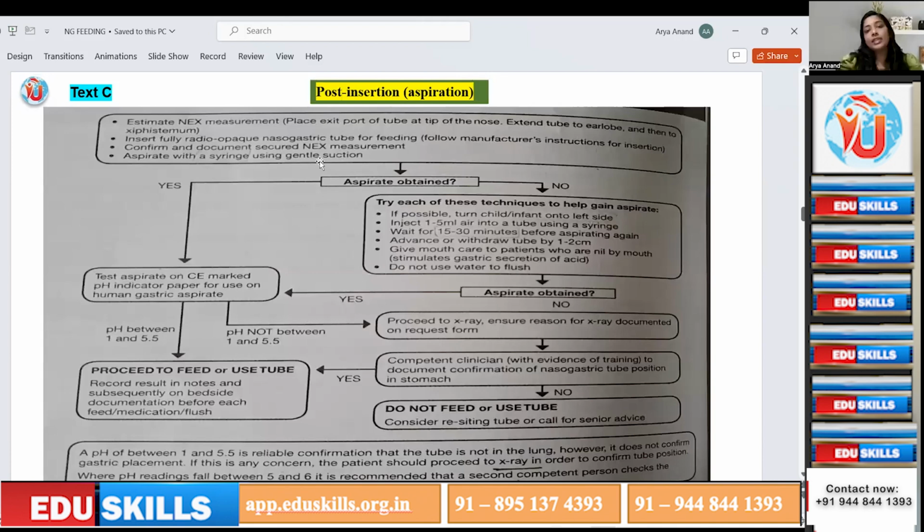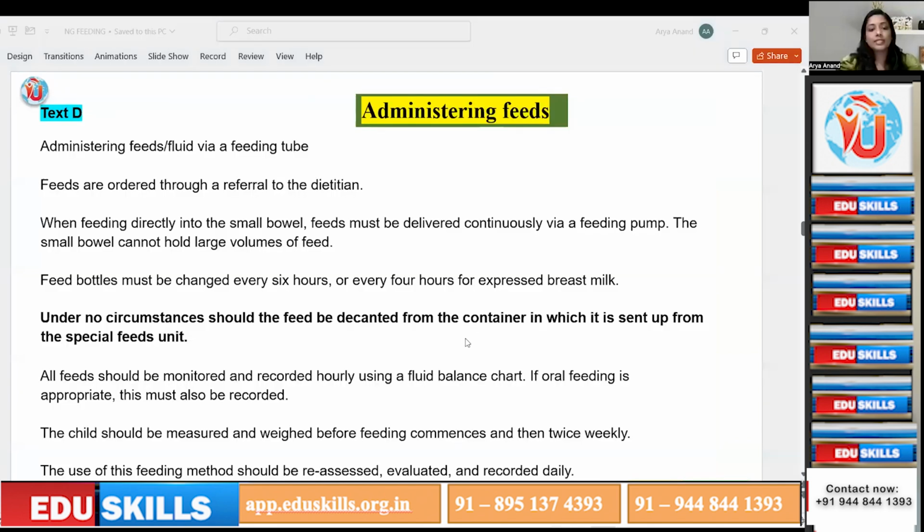Okay. You can move to the next text, text D, that is administering feeds fluid via a feeding tube. The administration of fluids they have mentioned, and regarding the dietitian they have mentioned. Then you can see here small bulb, must be delivered continuously, feeding pump. Okay, feeding pump, the name of a device is mentioned here, every 6 hours, then every 4 hours. Expressed breast milk they have mentioned here. All those things you can just underline. Okay, so this much is enough. Now this is administering feeds.